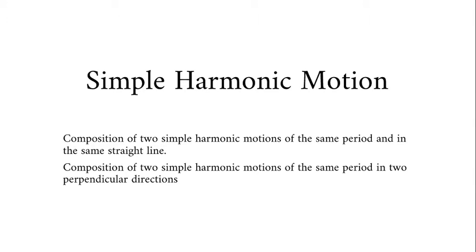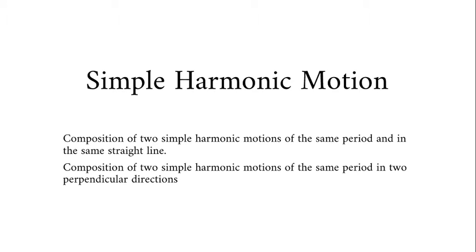Hi friends, in the previous lecture we have seen simple harmonic motion and the derivation of composition of two simple harmonic motions of the same period and in the same straight line, and composition of two simple harmonic motions of the same period in perpendicular directions. In today's lecture we are going to see a simple problem based on the first type, that is the two simple harmonic motions of the same period and in the same straight line. So we are going to derive the resultant of that.